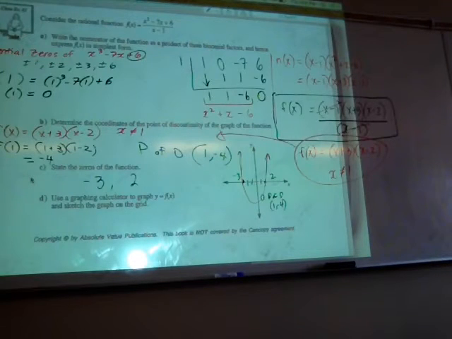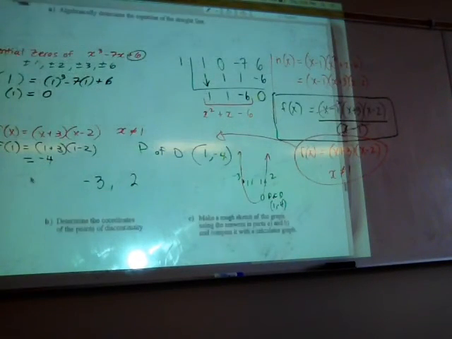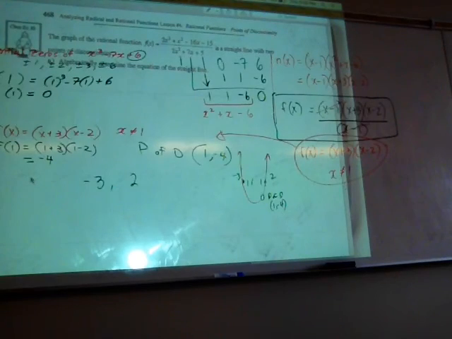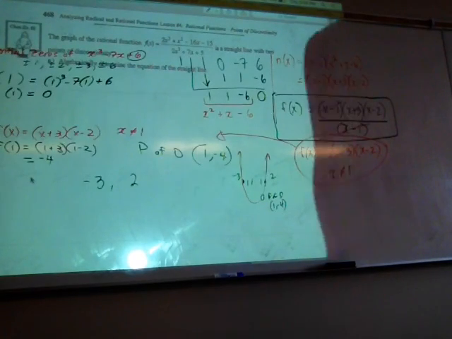Now, if you didn't trust me, you could graph this to verify, but you will get the same graph. Okay, we're going to call it a day. We won't have time to do that third one, so we'll pick that up on Monday.